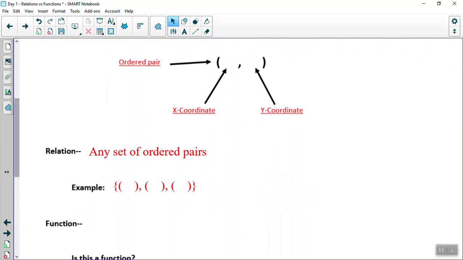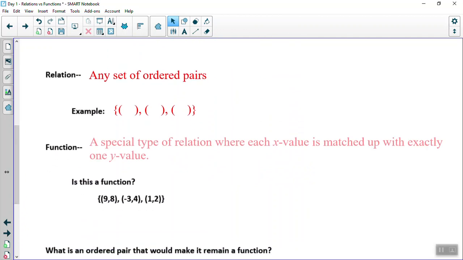Okay, let's talk about functions. A function is a very special type of relation where each x value is matched up with exactly one y value. So when we come down here and take a look at this, we want to say, is this relation a function? All I really want to look at are my x values. I've got a 9, a -3, and a 1. Since all my x values are different, that means that they're all matched up with exactly one y value.